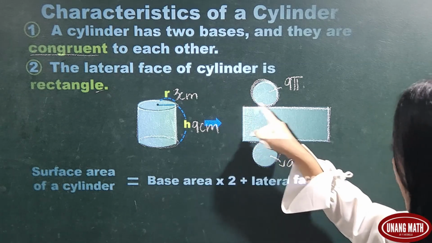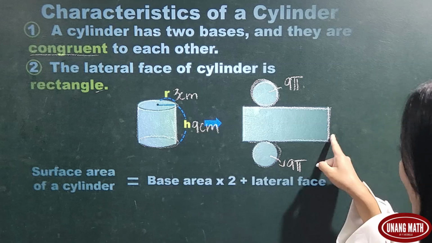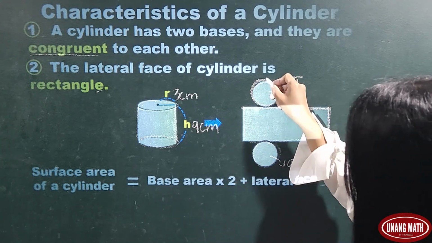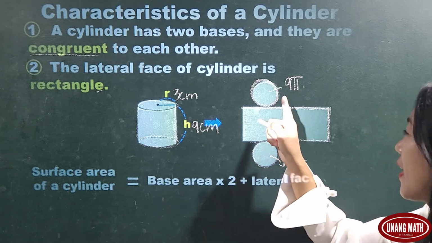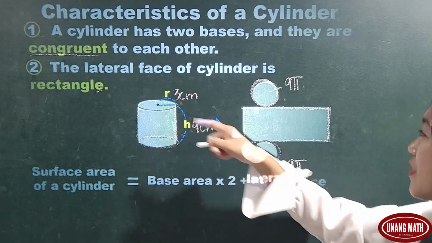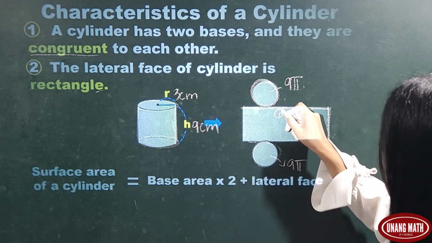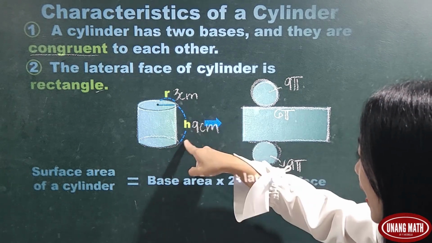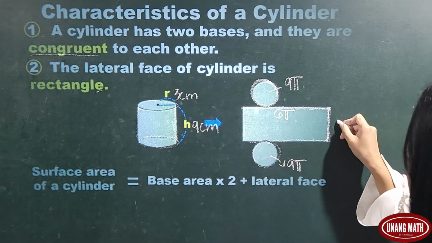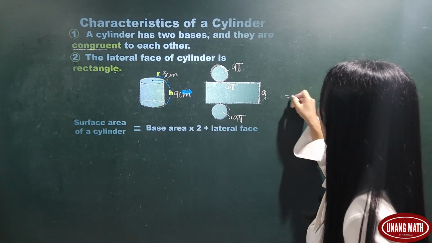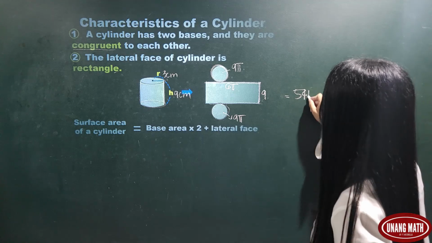What about the area of this rectangle? This length is equal to the circumference of this circle, so 2 times pi times the radius. 2 times 3 is 6, so this is 6 pi. And what would be the width? This is the height of the cylinder, so this is 9. So 6 pi times 9 is equal to 54 pi.